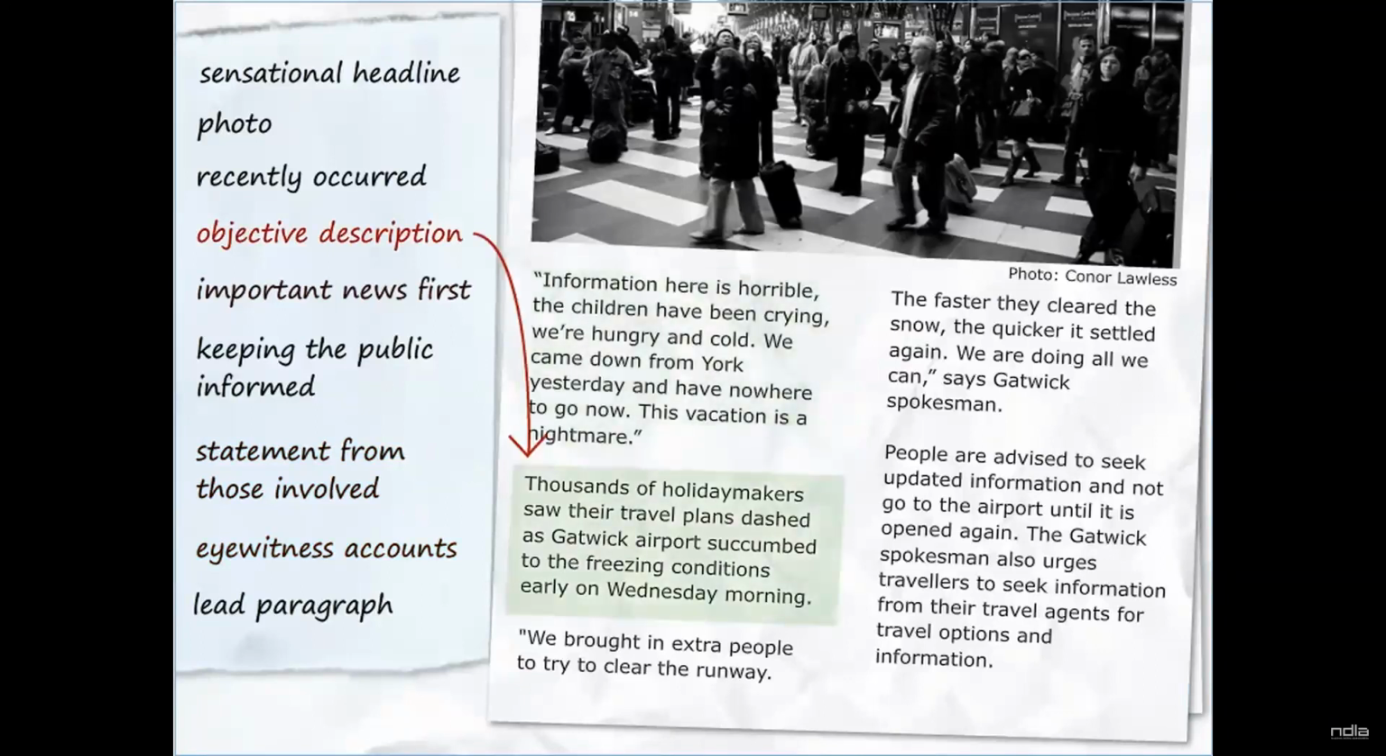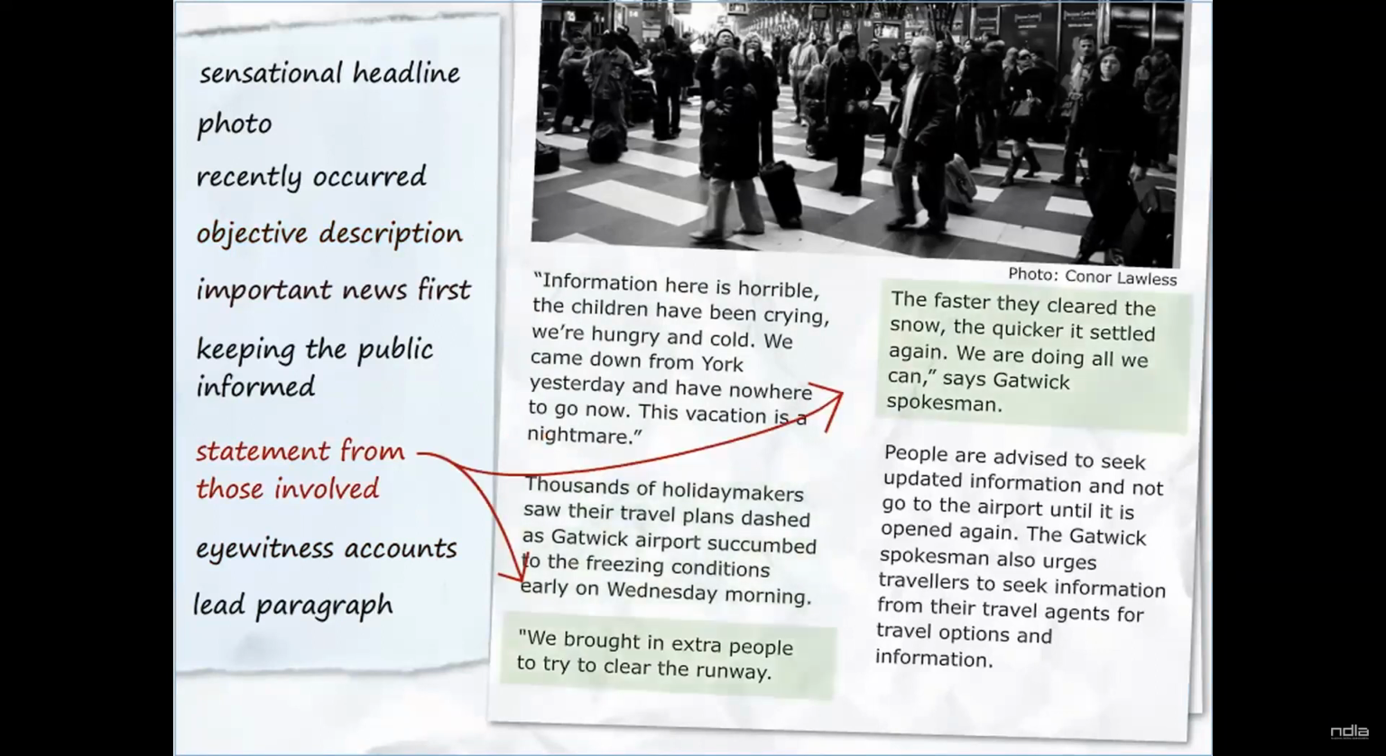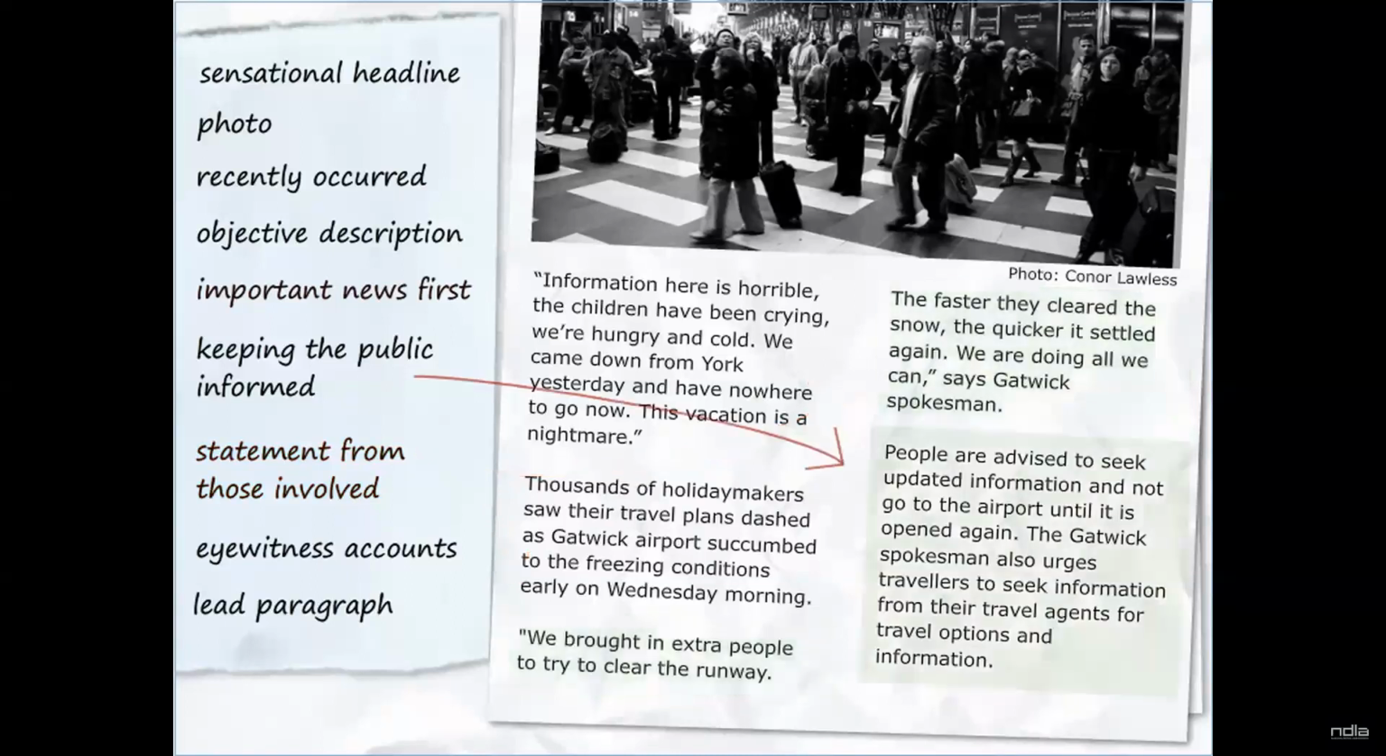Thousands of holidaymakers saw their travel plans dashed as Gatwick Airport succumbed to the freezing conditions early on Wednesday morning. "We brought in extra people to try to clear the runway. The faster they cleared the snow, the quicker it settled again. We are doing all we can," says Gatwick spokesman. People are advised to seek updated information and not go to the airport until it is opened again. The Gatwick spokesman also urges travellers to seek information from their travel agents for travel options and information.